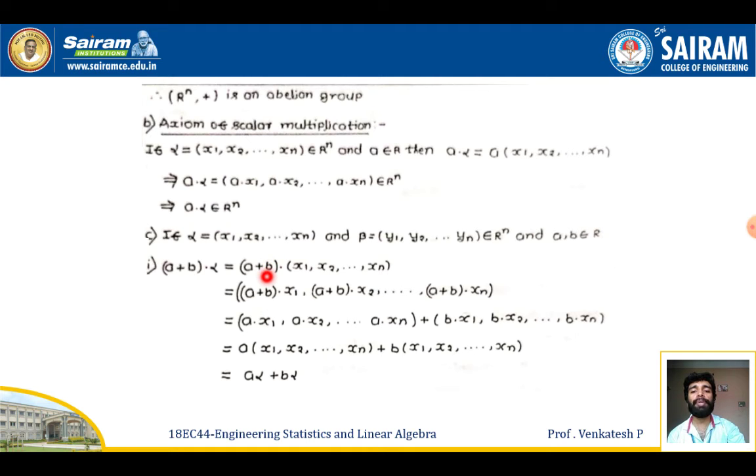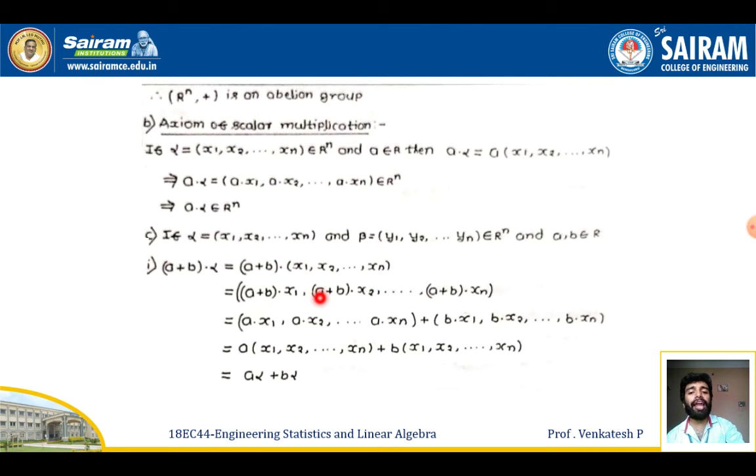So like this, (a + b) into (x1, x2, etc., xn), that is (a + b) x1, (a + b) x2, etc., (a + b) xn. So on simplifying this, I'll be getting a·x1, a·x2, etc., a·xn, plus b·x1, b·x2, etc., b·xn.